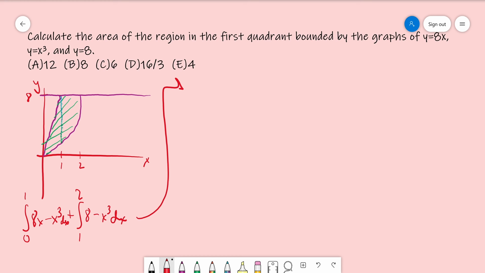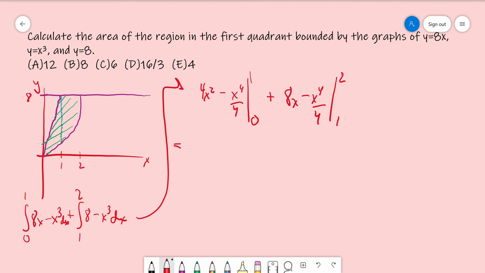The first one is going to be 8x, so the integral of 8x is going to be 8x squared over 2, or 4x squared, minus x cubed is going to be x to the 4th over 4. We're going to evaluate this from 0 to 1, and then we're going to add the integral of 8, which is 8x, and the integral of x cubed is x to the 4th over 4, and this is going to go from 1 to 2.